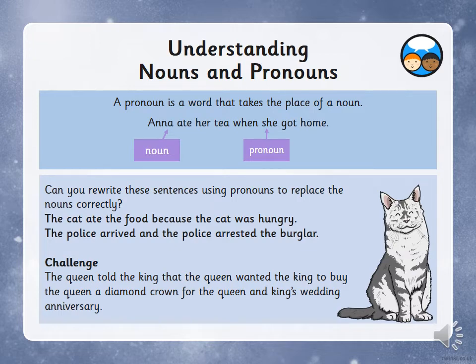Okay, you've got these 2 sentences at the top, and then you've got the little challenge. Instead of repeating the noun, I want you to replace the noun with a pronoun. So: the cat ate the food because the cat was hungry. The police arrived and the police arrested the burglar. The challenge: the queen told the king that the queen wanted the king to buy the queen a diamond crown for the queen and the king's wedding anniversary. So do you see how repetitive the nouns get?